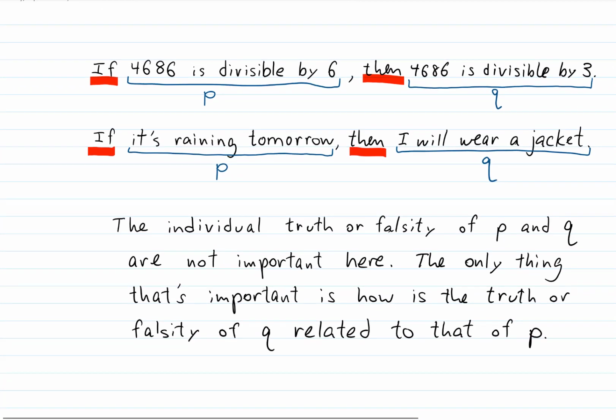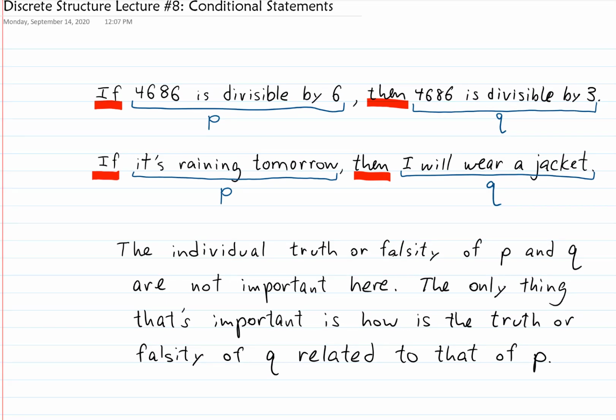Now, this is called a conditional statement. And I want to say, where does that word conditional come from? It comes from this. Let's look at the first example. If 4686 is divisible by 6, then 4686 is divisible by 3. Okay, that's a statement. In order for that statement to be true, what would have to be the relationship between the truth value of P and Q? Let's actually look at that from the other side of the coin. What would make that false?